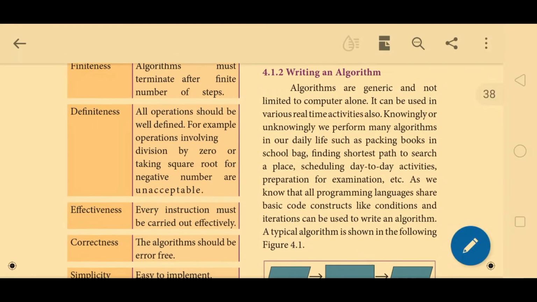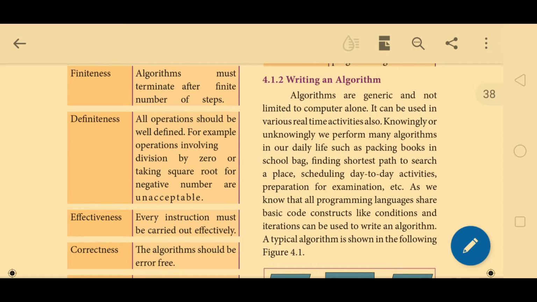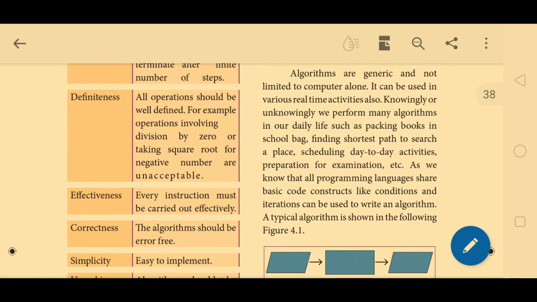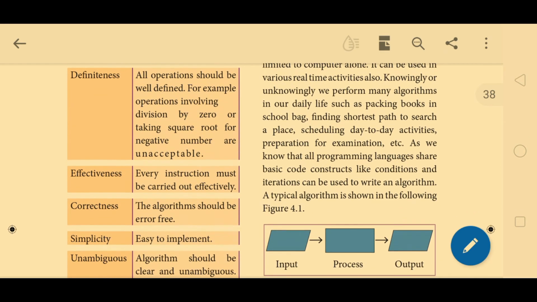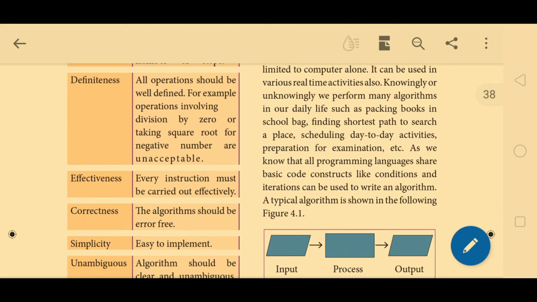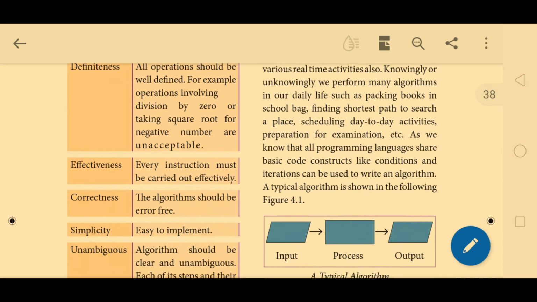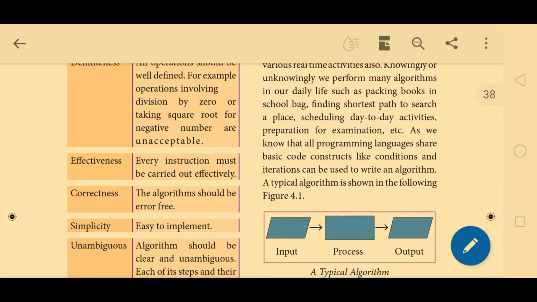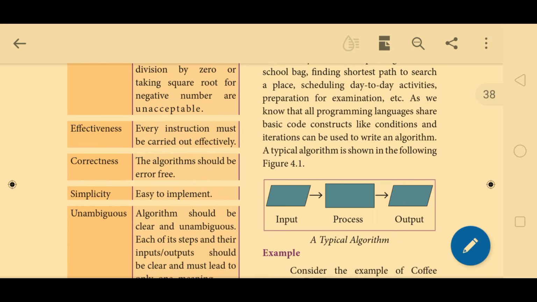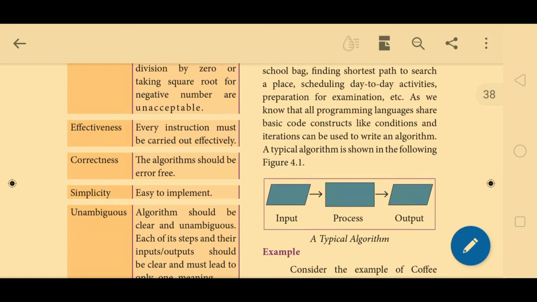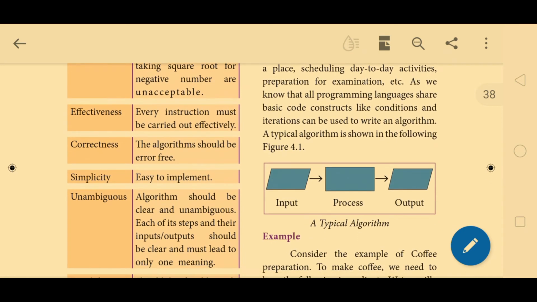Review on book. Let us see how to write an algorithm. Algorithms are generic, which means they are not limited to computers alone. They can be used in various real-time activities. Knowingly or unknowingly, we perform many algorithms in our daily life, such as packing books in a school bag, finding the shortest path to a place, scheduling day-to-day activities, and preparing for an examination.